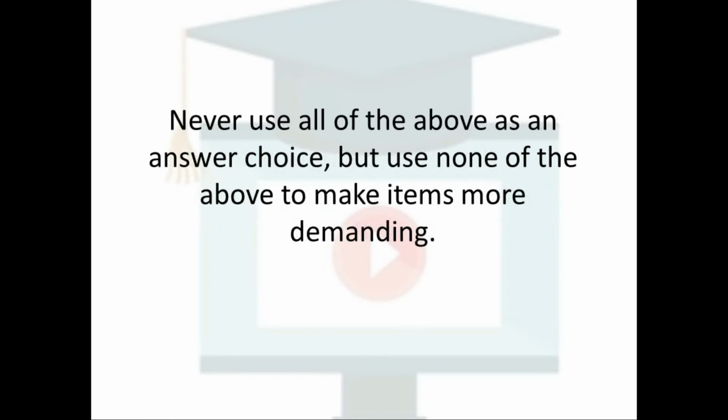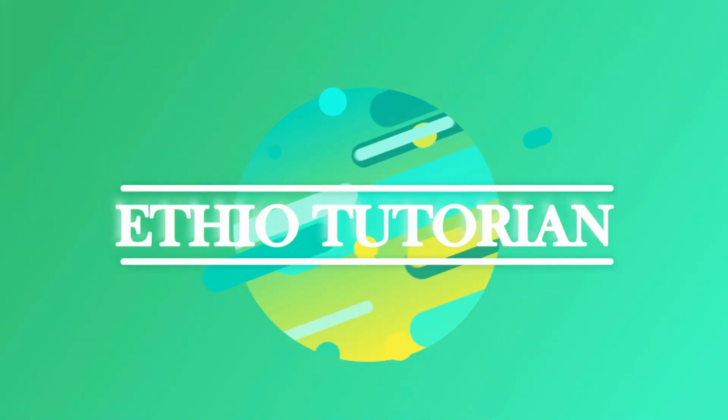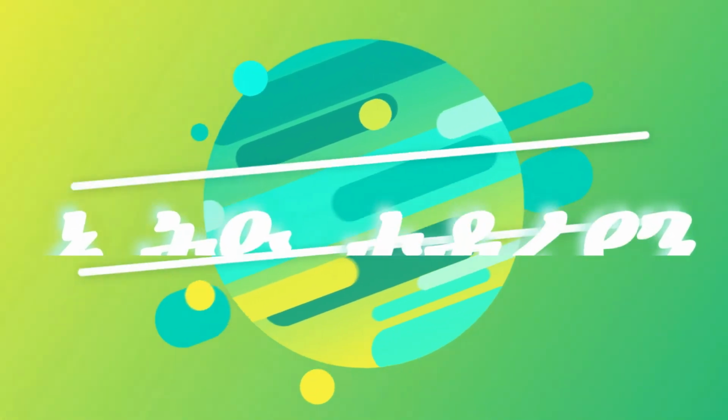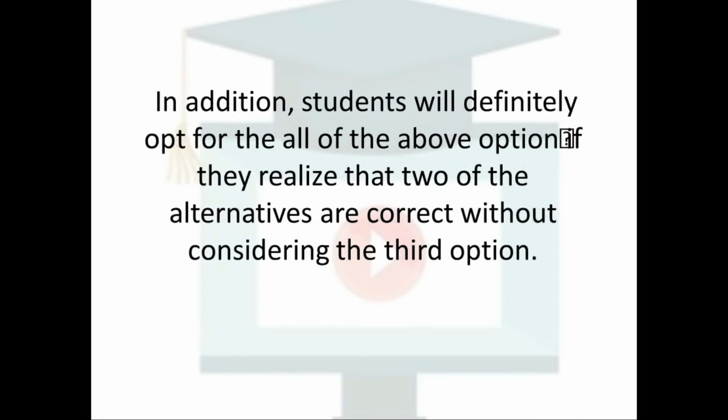Never use "all of the above" as an answer choice, but use "none of the above" to make items more demanding. Students often become confused when confronted with items that have more than one correct answer. Usually, what happens is they'll see one correct alternative and instantly opt for it without recognizing that there are other correct options later in the list. In addition, students will definitely opt for the "all of the above" option if they realize that 2 of the alternatives are correct without considering the third option.